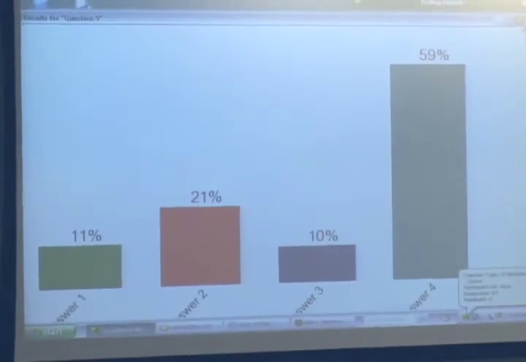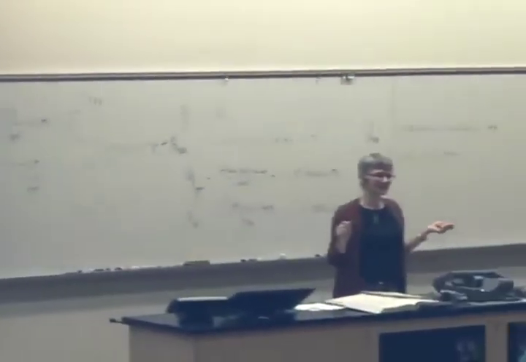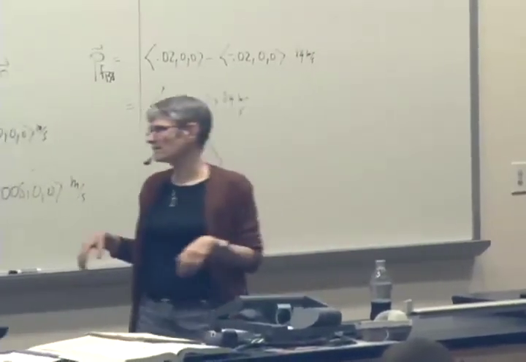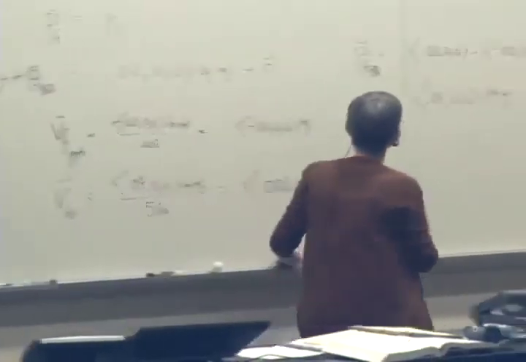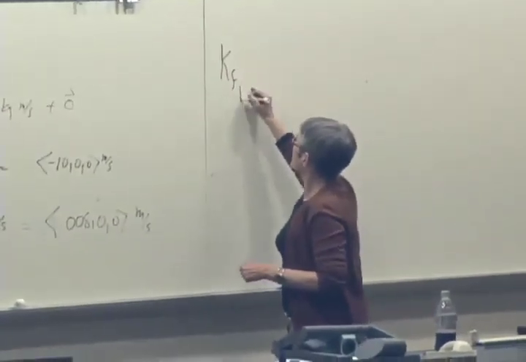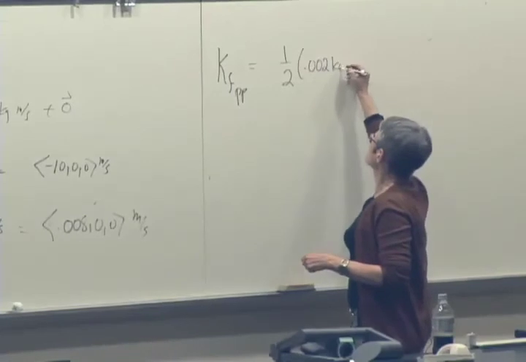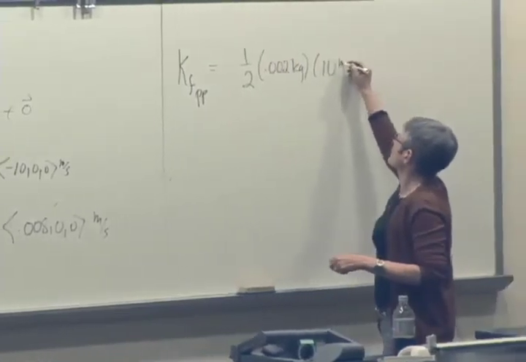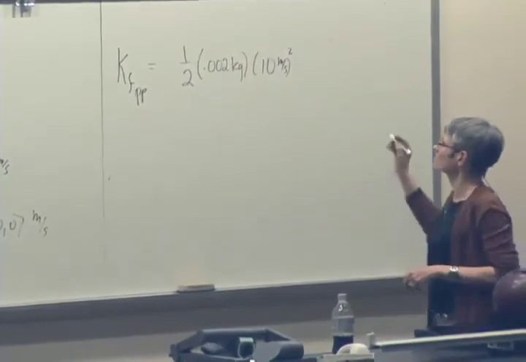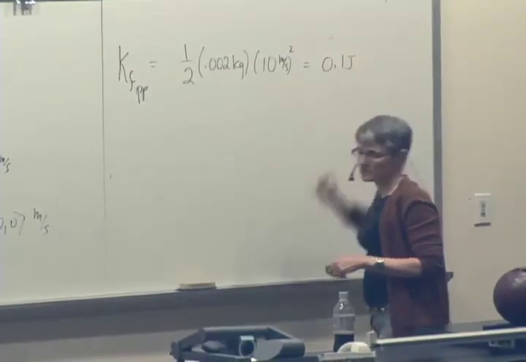Okay, so the most popular vote is for 4, which says that the kinetic energy of the bowling ball is going to be really teeny compared to the kinetic energy of the ping pong ball, mostly because it's moving really slowly, and we get this speed squared in the energy. So let's just figure it out to make sure. The final kinetic energy of the ping pong ball is a half times 0.002 kilograms times 10 meters per second squared, which looks like that's a 1, so it's about 0.1 joules. Does that sound right?